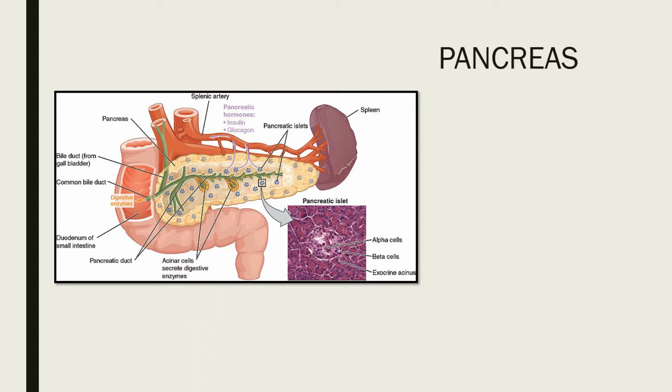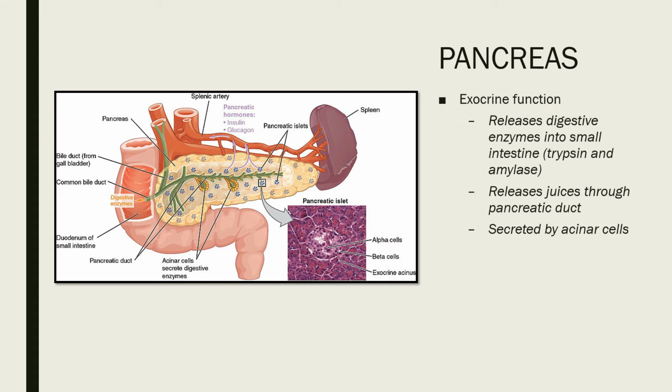Alright, moving on to the pancreas. Now the pancreas is very important because it has both an exocrine and endocrine function. The exocrine function involves the release of digestive enzymes like trypsin and amylase into the small intestine.